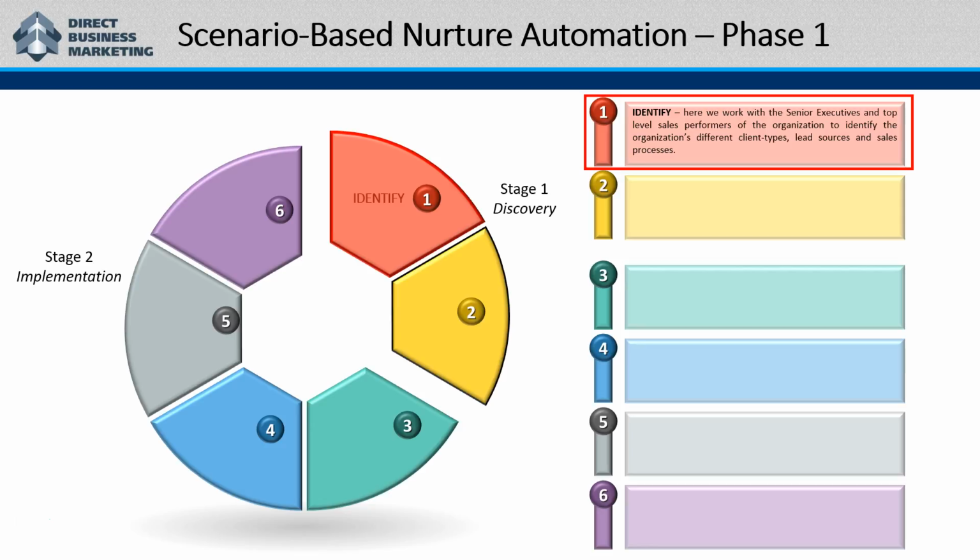That's number one, identify. Here we work with the senior executives and or other top-level sales performers of the organization to identify the organization's different client types, right? The client type meaning, are they a buyer, a seller, an investor? Those are different client types. They all have different marketing campaigns, at least they should have different marketing campaigns.